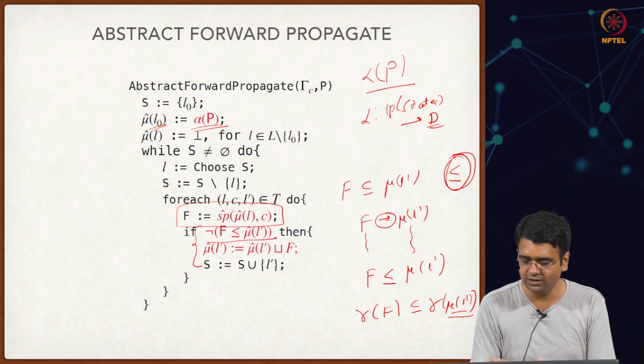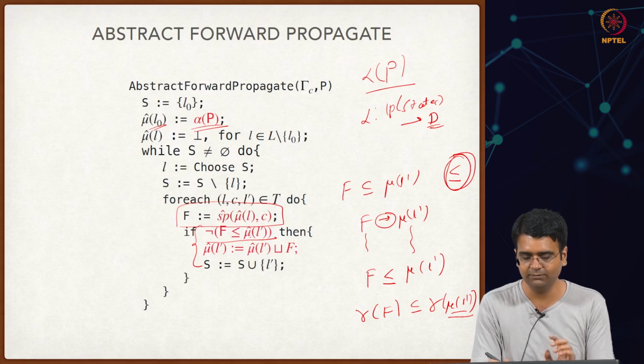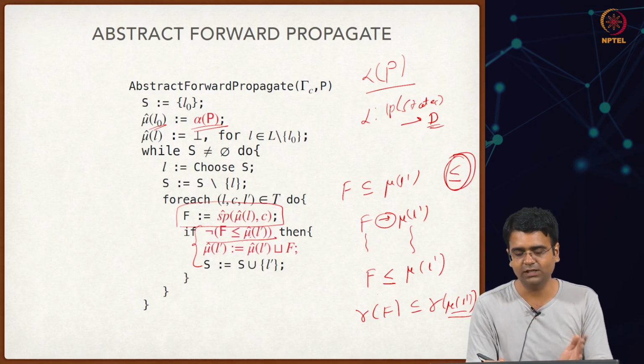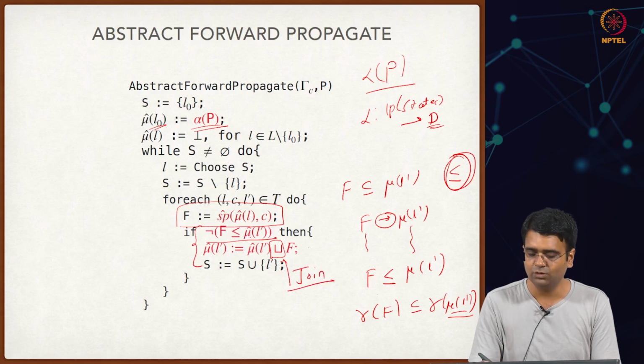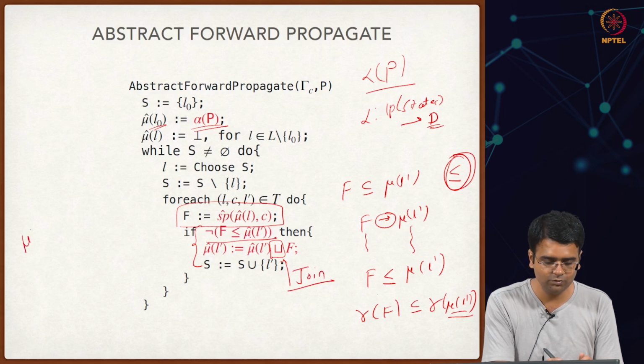If it is not the case, so if F is not less than or equal to mu hat of L prime, that means that I have computed a new state which is reachable at the location L prime. Then I need to add that particular state, which is F, to the inductive assertion map at the location L prime. This addition we do using another operator which we will call the join operator. If you recall, when we were using formulas, we had defined mu of L prime as mu of L prime or F.